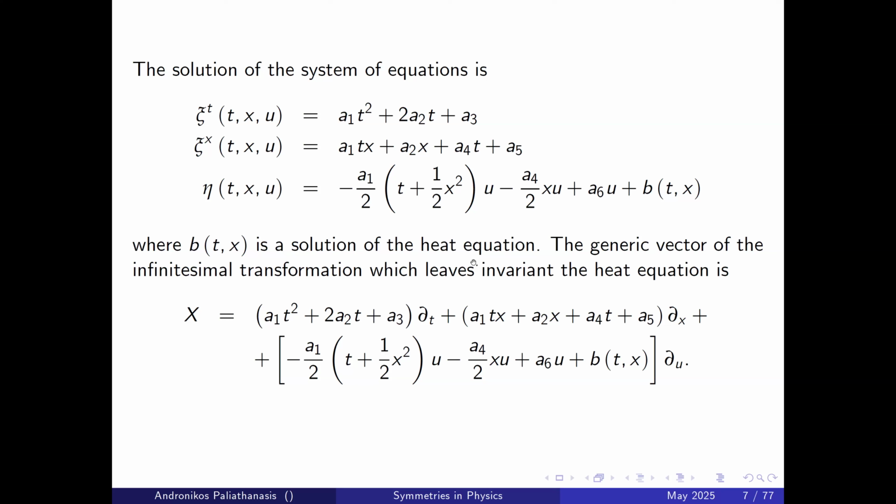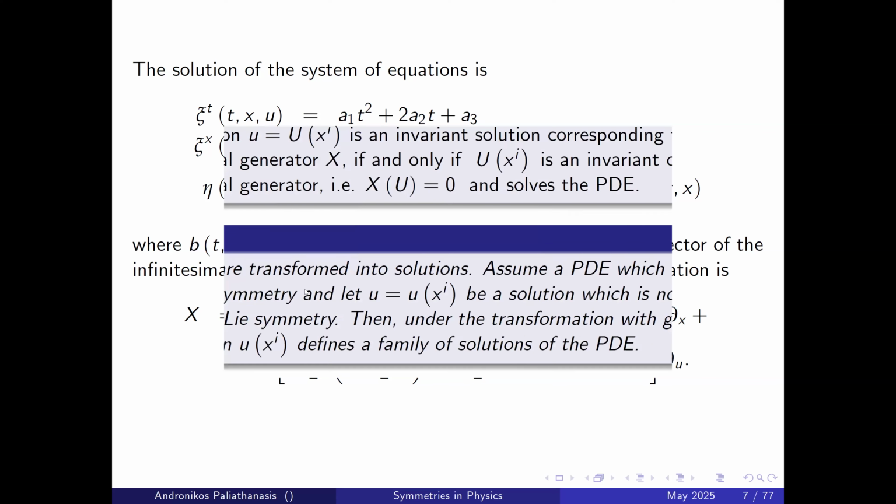That is, if you use a solution to transform a solution to another solution with the definition of a symmetry, then you will get the same solution. So this symmetry, B(t,x), is a solution of the heat equation. It is a trivial symmetry. It has no real application, but it only gives us the information that the original equation that we studied is linear. So the generic vector field is this one.